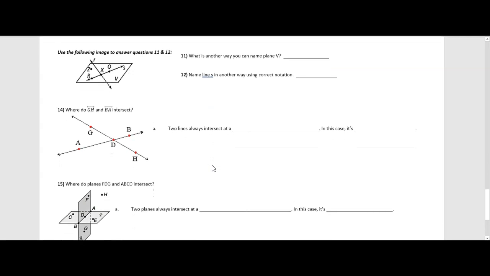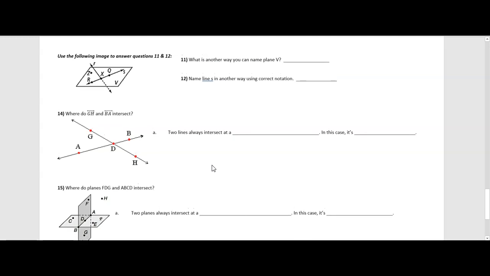Quite a few questions here, but they are pretty short. If you understand your definitions, these aren't too terribly difficult. Question 11 says, what is another way you can name plane V? Well, again, naming a plane just requires that we name it using 3 non-collinear points.